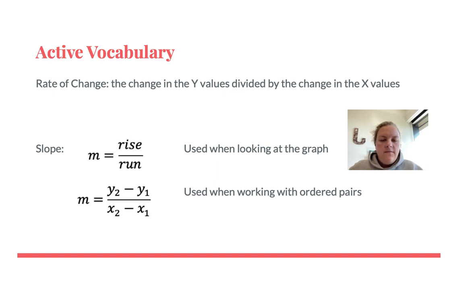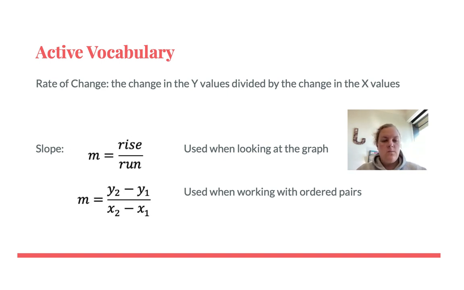Okay, so some active vocabulary. When we are working with slope and what is known as rate of change, we are talking about the same thing. Both of them mean the same thing, but are different ways of finding the same number. So the rate of change is the change in the y values divided by the change in the x values. So we use subtraction or addition to figure out what is the difference between one y value to the next y value. What is the difference between one x value to the next x value?